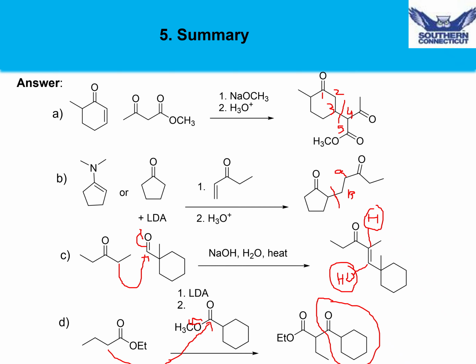So this is the ester that we're starting with. So that would be this ester. It's just drawn a little bit different. We want to make a bond between the alpha carbon to the carbonyl of this ester.